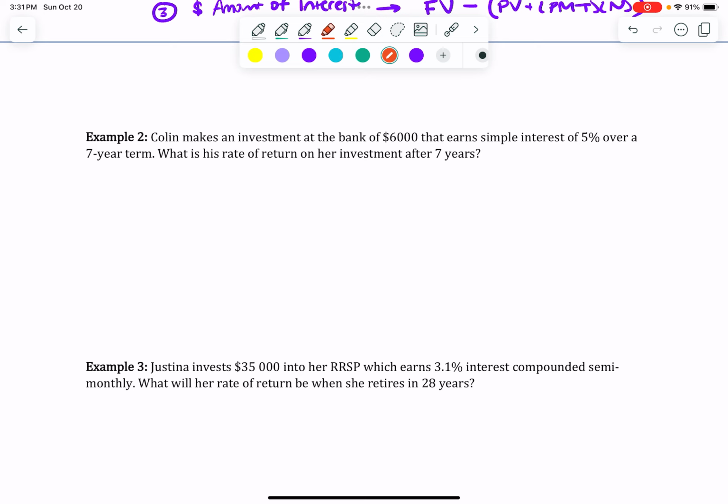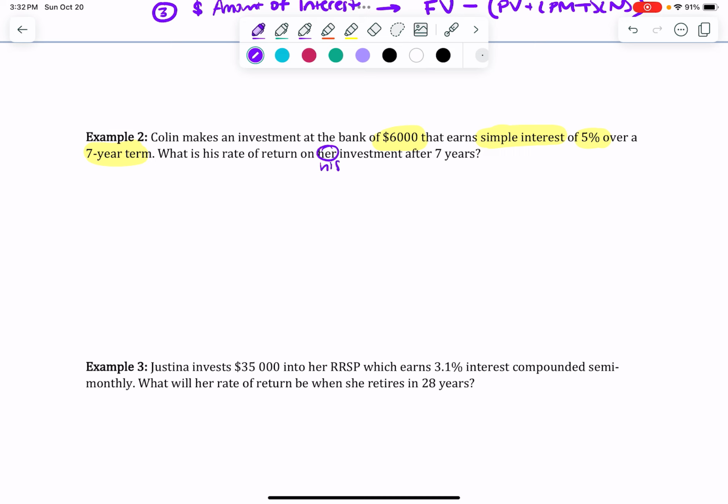We're going to start looking into actually calculating the rate of return. We've got Colin. He makes an investment of $6,000 that earns simple interest. Okay, simple interest of 5% over a 7-year term. What is his rate of return on his, Colin's, investment after 7 years?